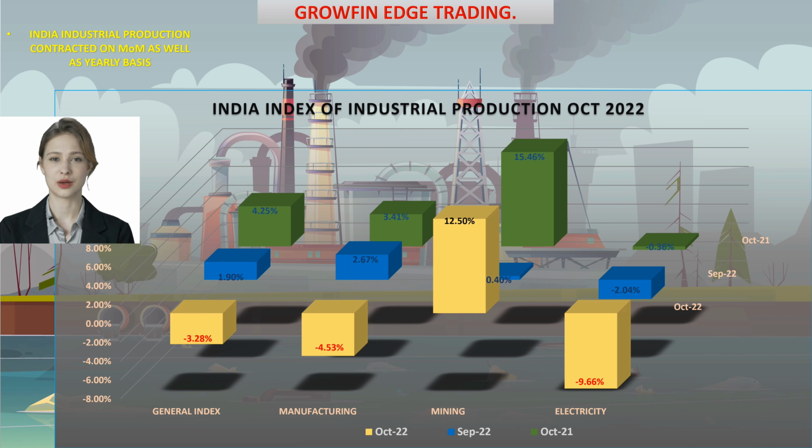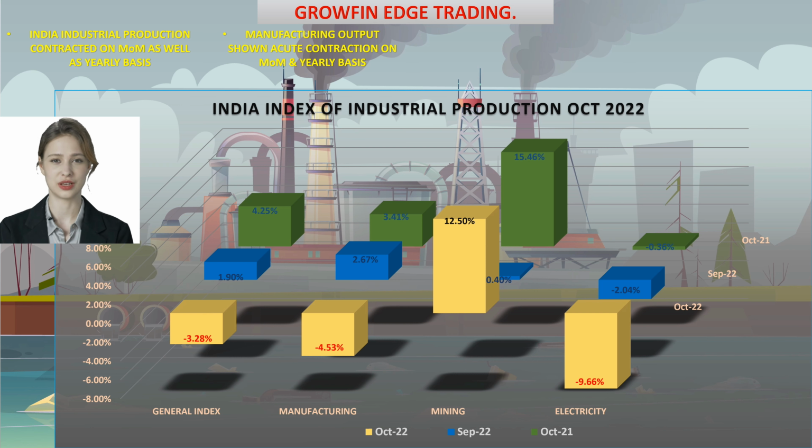Manufacturing output decreased by -4.53% in October 2022 versus +2.67% in September 2022 and versus 3.41% in October 2021, indicating manufacturing output showed acute contraction on month and yearly basis.